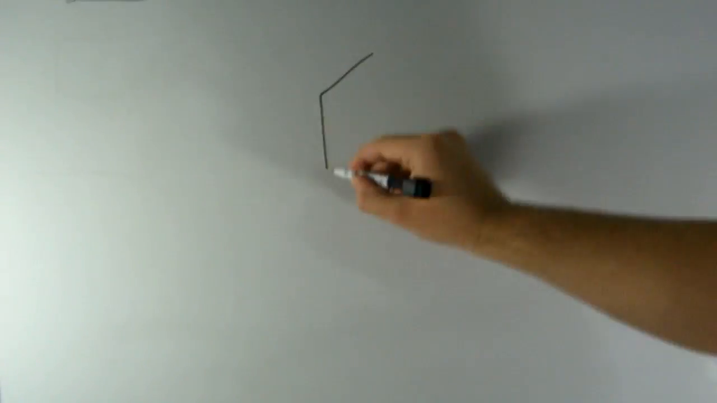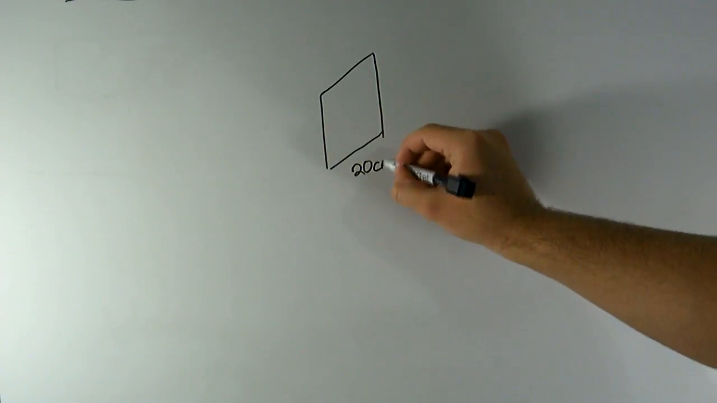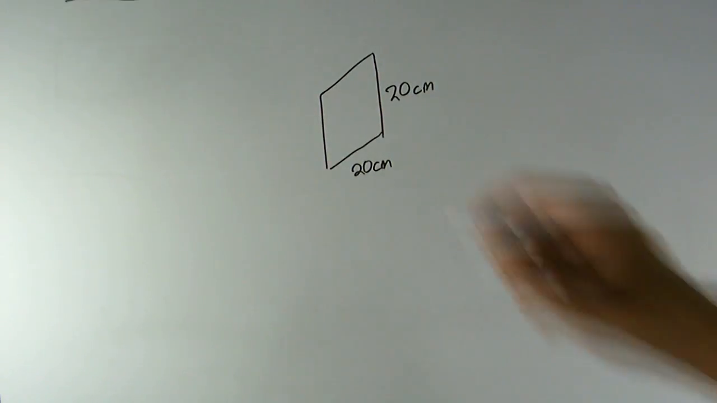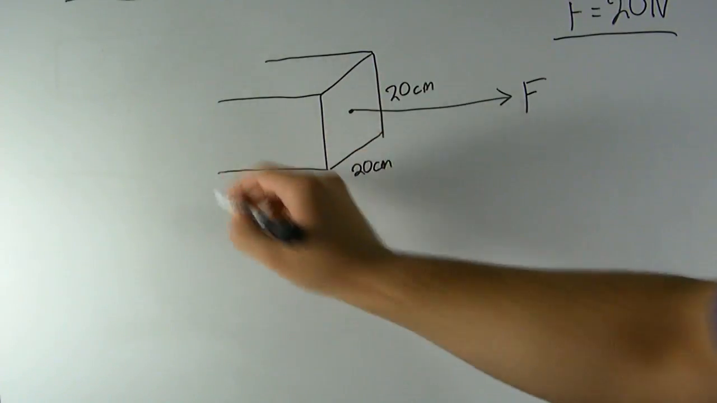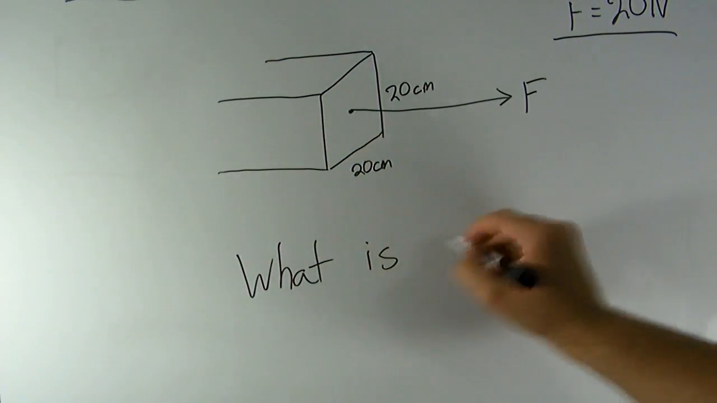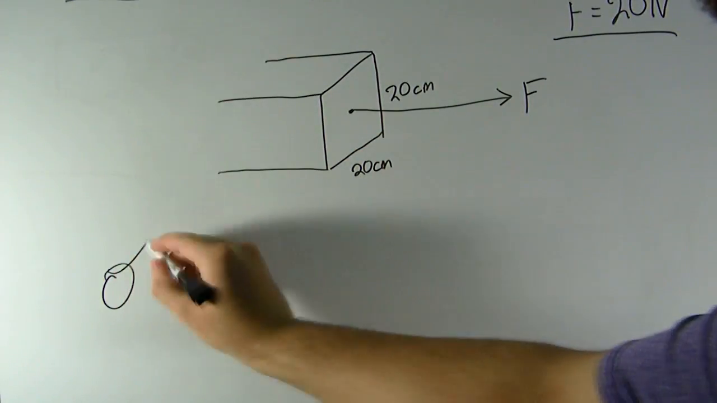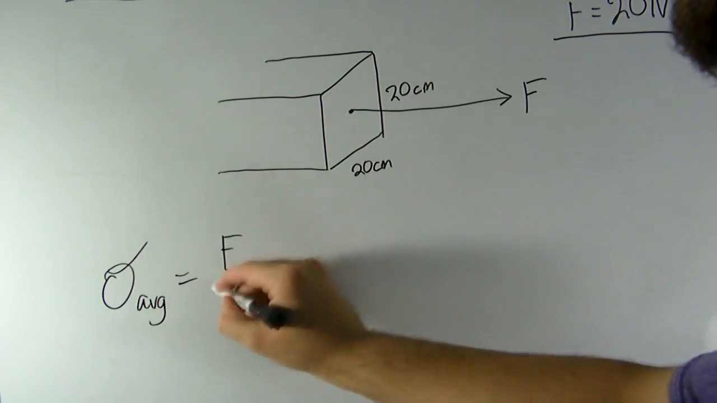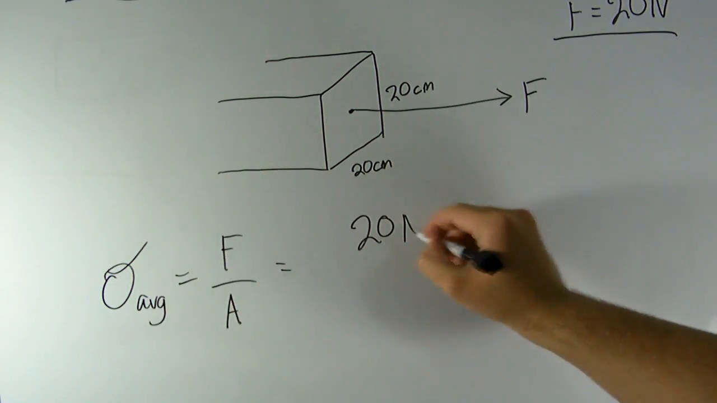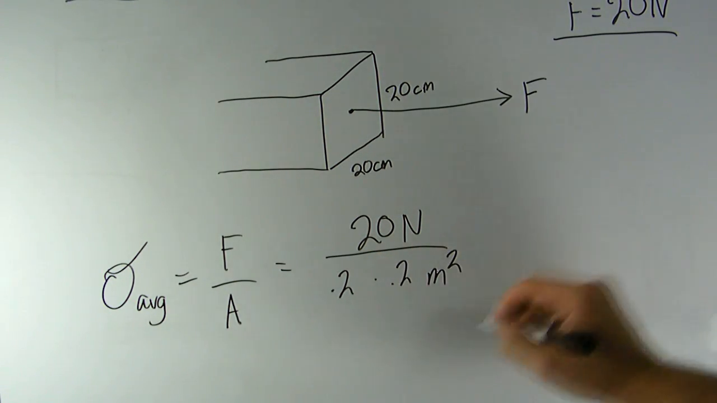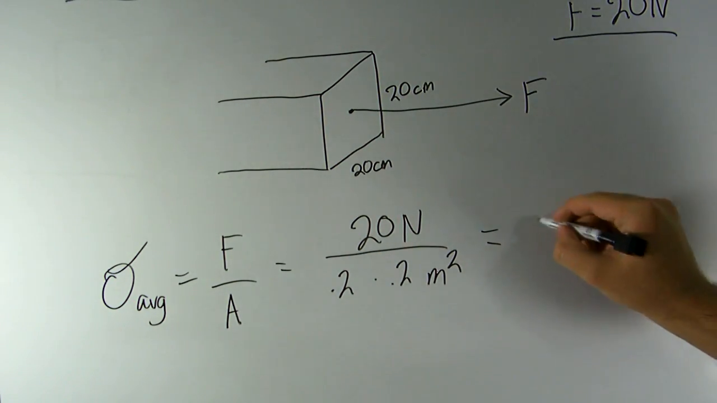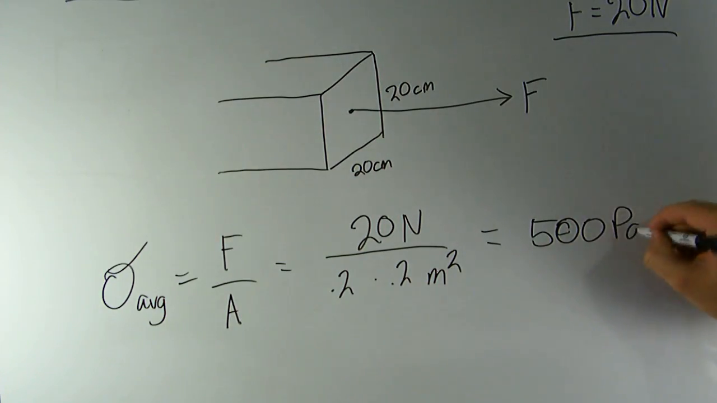Our first example consists of a square cross-section with sides equal to 20 centimeters each. An internal resultant normal force of 20 newtons is applied at the centroid of this cross-section. What is sigma average? Seeing as how this is a direct application to what we learned about normal stress, we can just plug in the numbers, setting F equal to 20 newtons and A equal to the cross-sectional area, 0.2 meters times 0.2 meters. That is equal to 500 pascals.